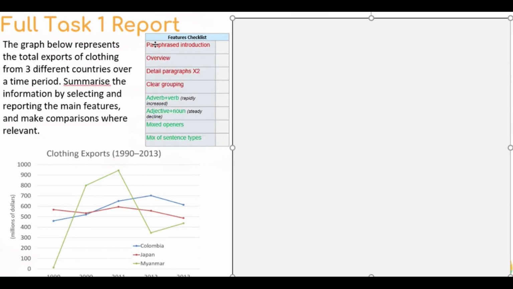Okay, so let's begin with our paraphrased introduction. So return to the question, the first part of the question. The graph below represents the total exports of clothing from 3 different countries over a time period. So I need to use my understanding of synonyms to paraphrase and rewrite for my report. The line graph, so instead of saying the graph below, the line graph, or I could say the given line graph. The given line graph represents, let's say, shows, instead of represents, the total export of clothing.